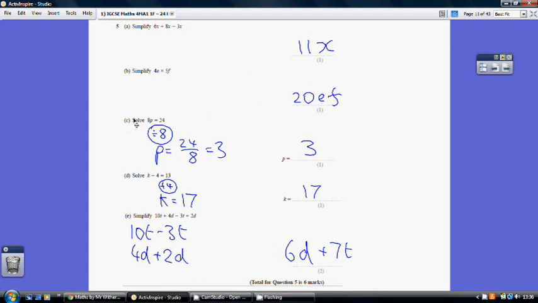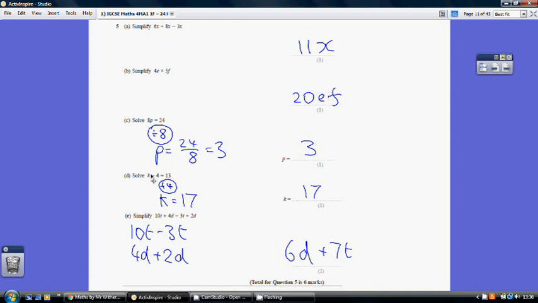Now for part C, remember 8p means 8 times p, so to get p on its own we have to undo the timesing by 8 by dividing both sides by 8. So p equals 24 divided by 8, which is 3, because obviously 8 3s are 24, so p is 3.